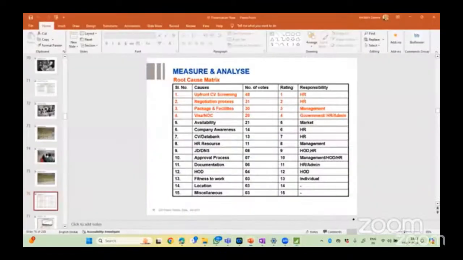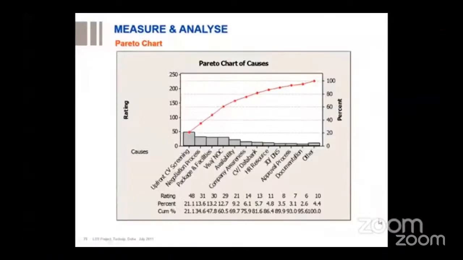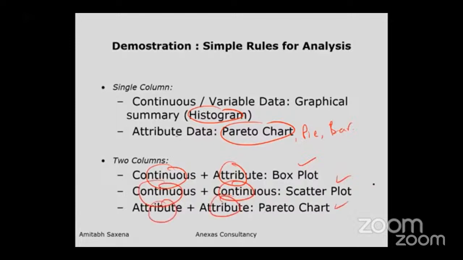And now once we have got the root causes, we take actions on those root causes. Just to summarize, when we are dealing with continuous data, I did a histogram. When I was dealing with attribute data, I did a Pareto chart. You saw that for the reasons for attribute data, right? Or I can do a pie chart, or a bar chart also. And when it is continuous and attribute data, I did a box plot. When it is continuous and continuous data, I did a scatter plot. When it's attribute and attribute data, I can do a Pareto chart. So now you can analyze all types of data.